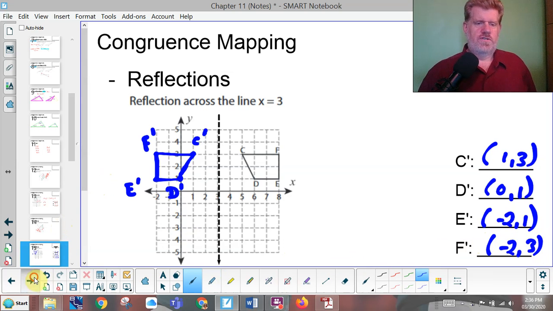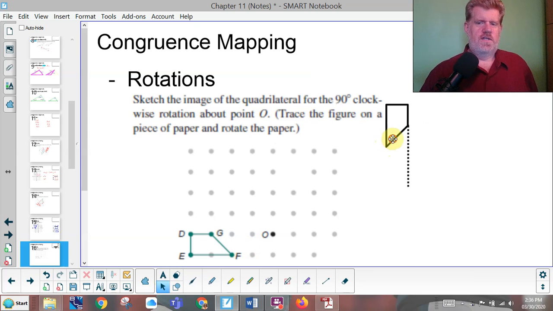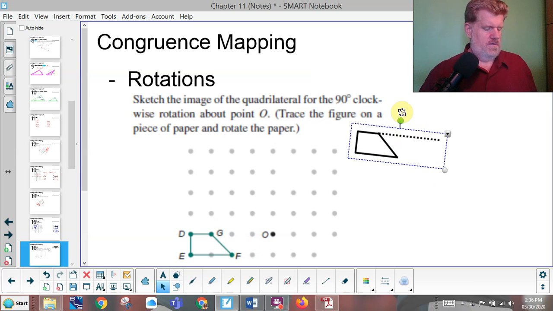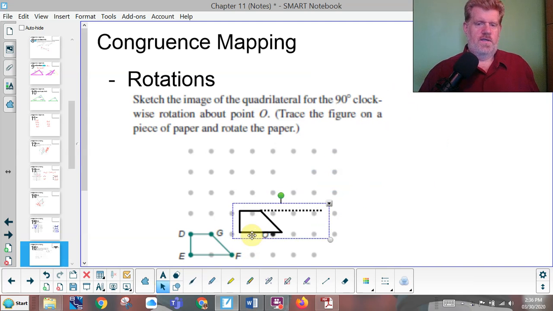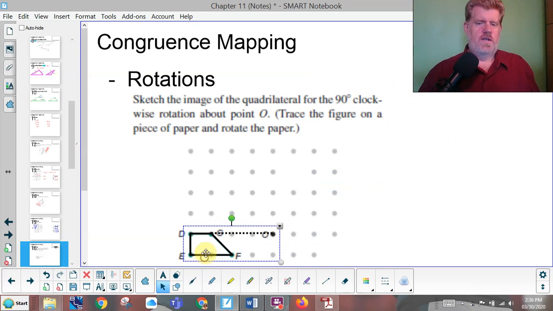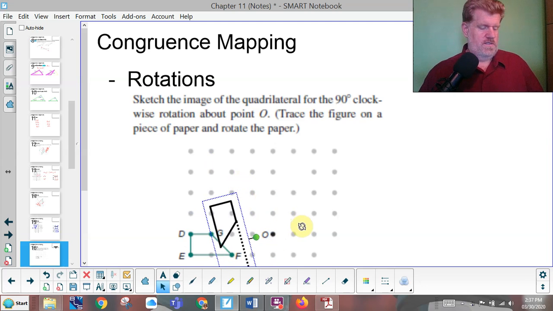That's a reflection on a grid. Now we're going to do a rotation. Now rotations are a little trickier to see, which is why I've actually created a little tool here. I have retraced that figure DEFG, and I put a dotted line to where we're rotating around. Okay, so I'm going to take this and I'm just going to rotate it 90 degrees clockwise.